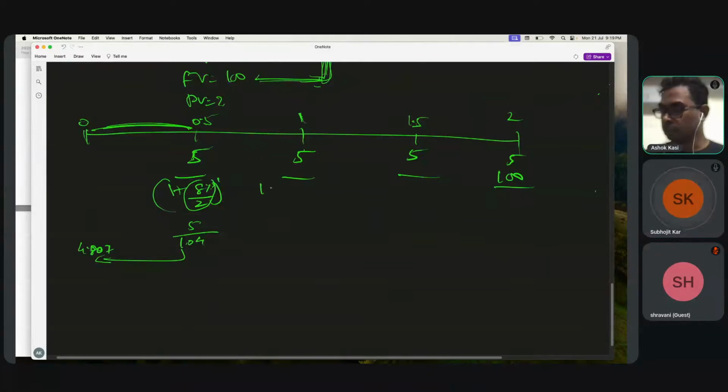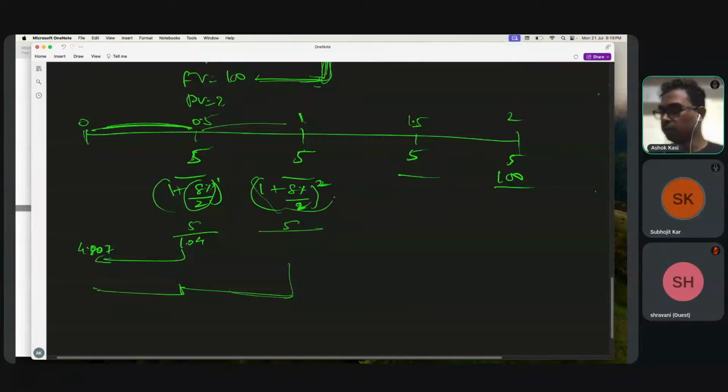Then next one, 1 plus 8%. Because it is semi-annual, I will keep dividing by 2, so that it becomes 4%. This 4% happens 2 times, from here to here, and then again from here to here. So this is raised to 2, 4%. So that comes to what? 5 divided by that, which is 1.0816, and the entire value is 4.622.